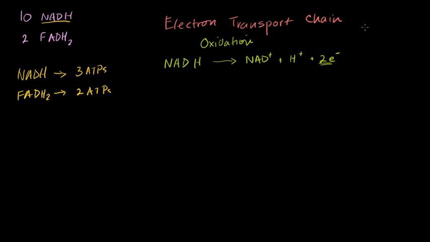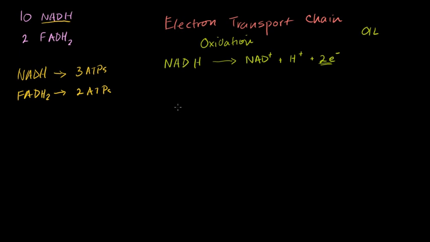Oxidation is losing electrons. Oil rig. Oxidation is losing electrons, or you can imagine it's losing hydrogens from which it can hog electrons. Either one of those is the case. Now, this is really the first step of the electron transport chain. These electrons are transported out of the NADH.